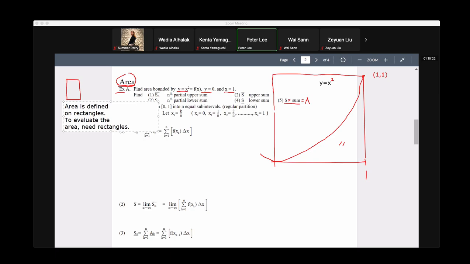You might wonder, can you have a triangle? Well, why have a triangle? Don't we know the formula for the area of a triangle? Yeah, we know the formula for the area of a triangle. Don't we know the area of a circle too? Yeah, we do. But you know what? The triangle area formula is actually based on a rectangle too. How about the area of a circle? Is that based on a rectangle too? Yes, it is.